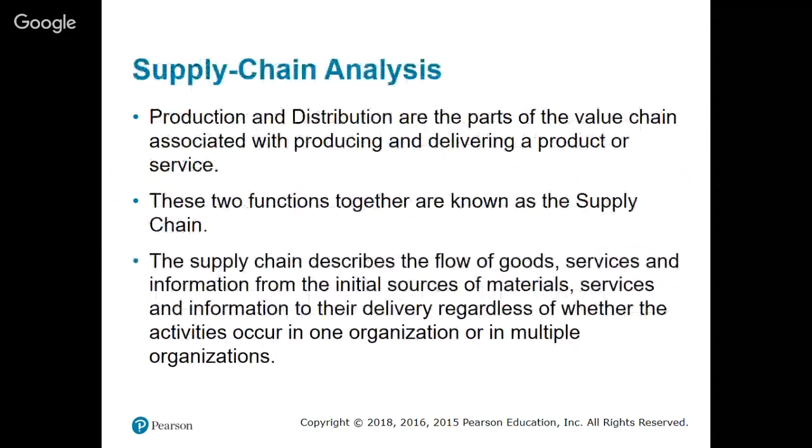Now, we have the supply chain analysis. Production and distribution are the parts of the value chain associated with producing and delivering a product or service. The two functions together are known as the supply chain. The supply chain describes a flow of goods, services, and information from the initial sources of materials, services, and information to their delivery, regardless of whether the activities occur in one organization or multiple organizations.